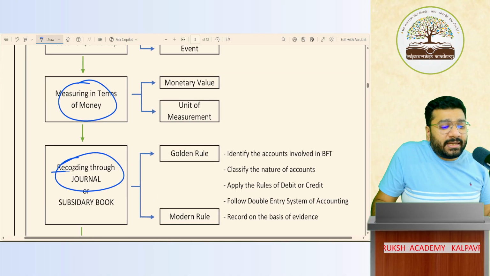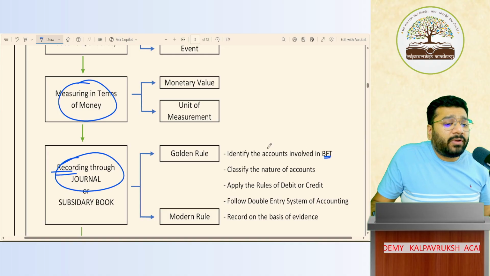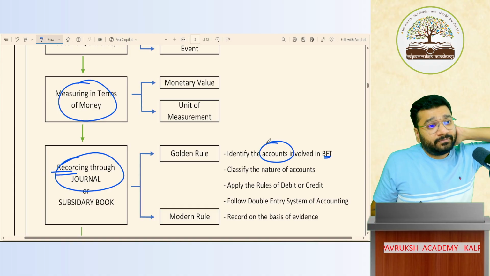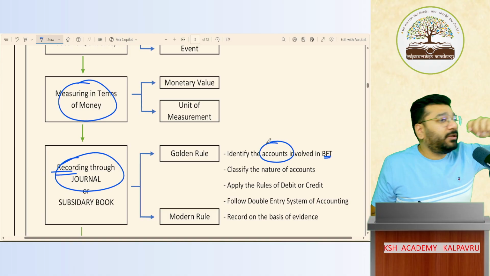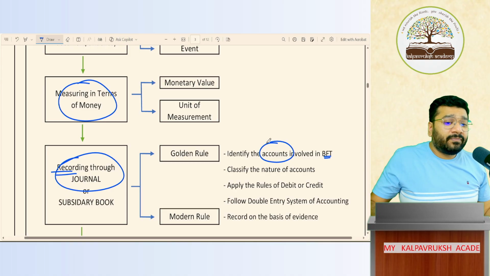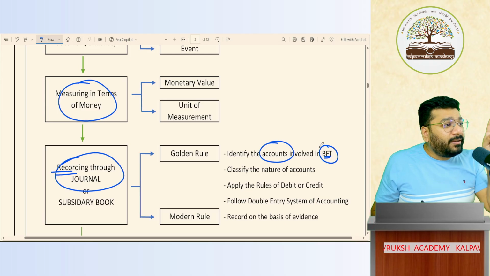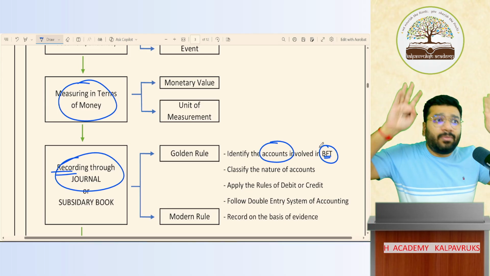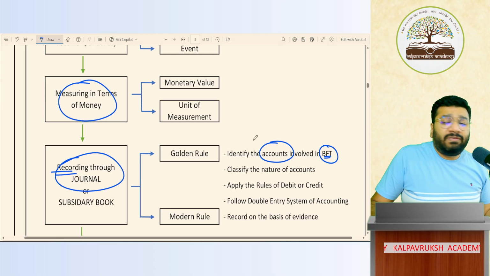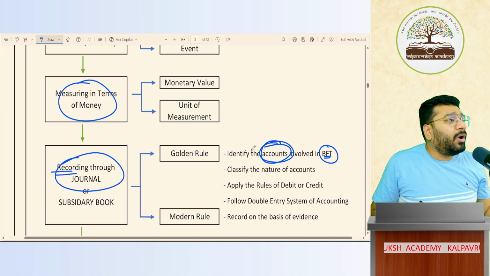In the recording stage, there are certain steps that you have to take care of. Once you identify a BFT, in the BFT you have to identify the accounts involved. So in a transaction, there could be how many accounts? 2 or more, rightly said. 2 or more: 3, 4, 5, 6, 7, 8, 9, 10, anything. But in a transaction, there can be a maximum of 2 aspects. One is the debit aspect, the second is the credit aspect. So once you identify a BFT, identify the accounts involved.